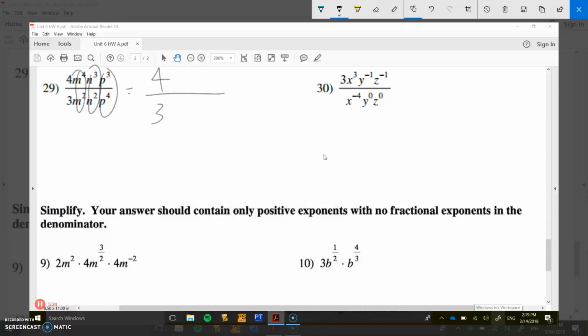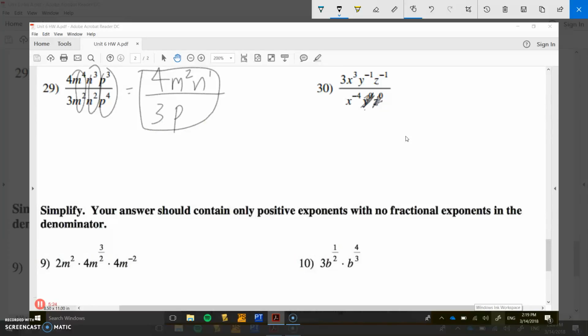We have 4 m's on the top, 2 m's on the bottom. Cross out, 2 m's left on the top. We have 3 n's on the top, 2 n's on the bottom. Cross out. 1 left on the top. Don't need that one, but you can have it if you like. 3 p's, 4 p's, cross, 1 p left on the bottom. Answer.